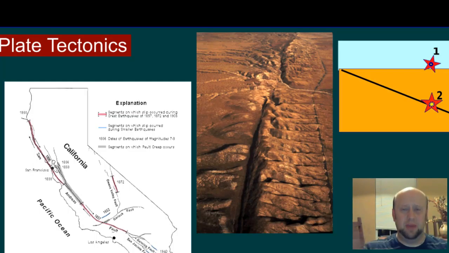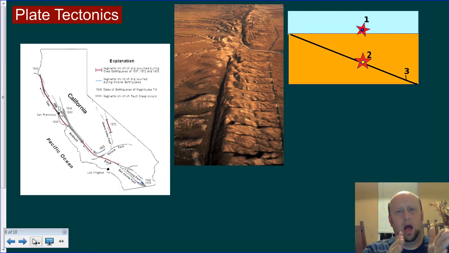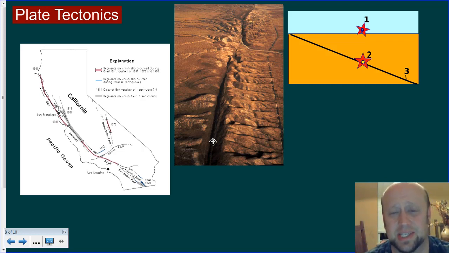Maybe the most famous transform fault that we think about is what's called the San Andreas Fault. A fault line basically is an area where the two plates are together, and it's basically deformed the rock and made it really brittle. And what's really cool is this is actually an aerial view of the San Andreas Fault. You can actually see the fault line where the rocks come together there.